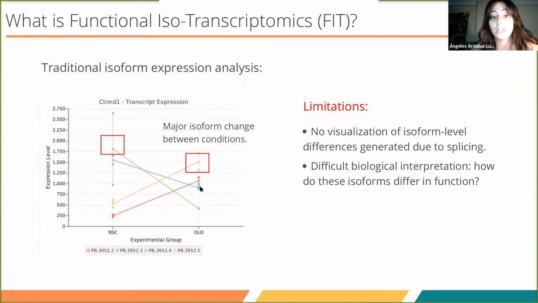First, it is not easy to systematically visualize the differences between isoforms that have been generated due to splicing regarding sequence. And in addition, the biological readout of this expression analysis is kind of difficult to interpret because there is no way to know how these different isoforms differ in biological function.